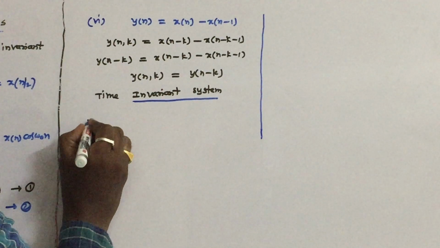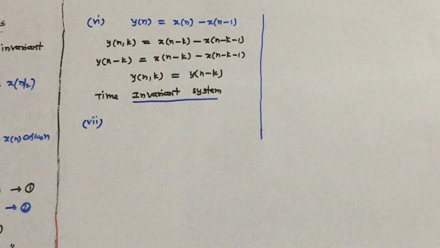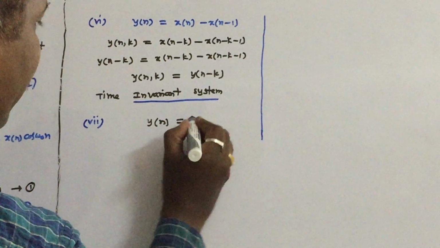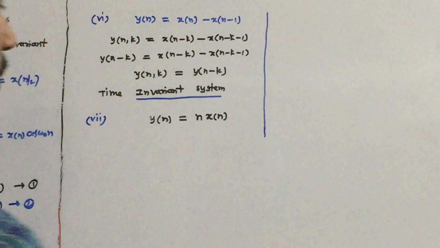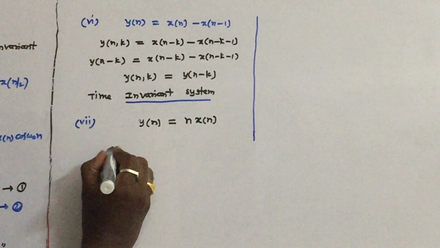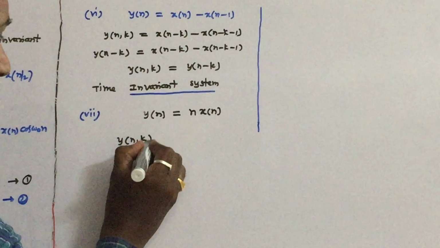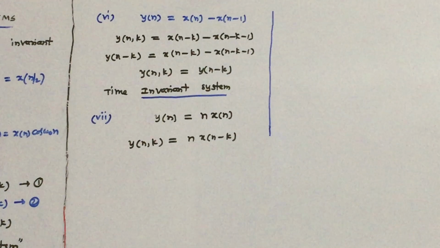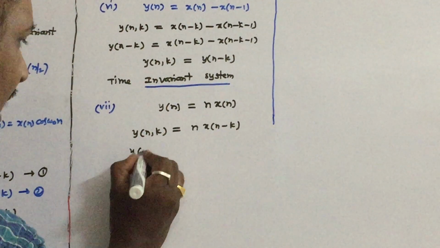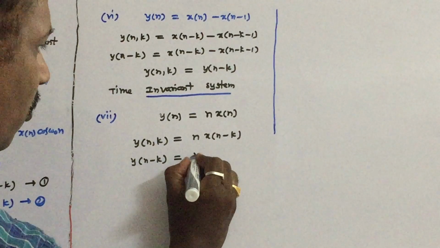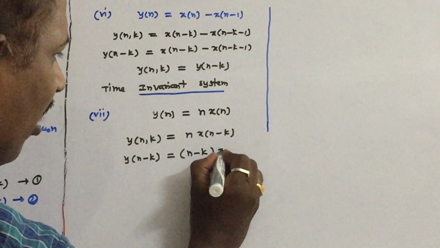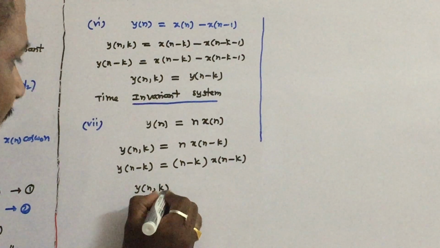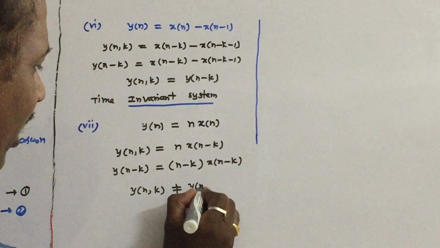So let us see the next problem, the seventh one. What is given? y of n is equal to n into x of n. First, delay the input by k samples and see what the output is. That is y of n comma k, which is equal to n into x of n minus k. Now delay the output by k samples. That is y of n minus k is equal to n minus k into x of n minus k. You can see that y of n comma k is not equal to y of n minus k.